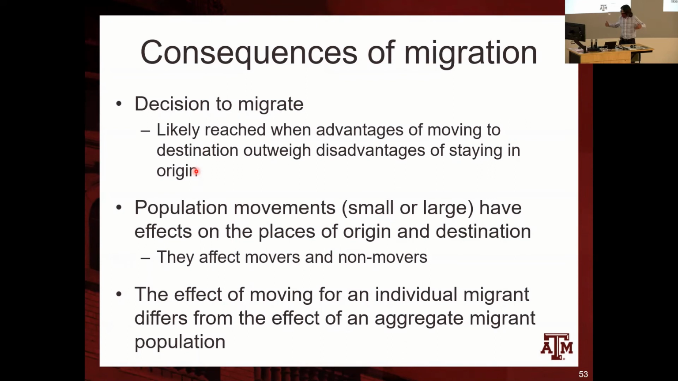So population movements, either small or large, have effects on both the places of origin and destination. They affect in-migrants and non-migrants, right? When we talk about international migration, we see that more clearly, because areas that receive a lot of inflows of international migrants see changes in food availability and other styles of culture coming in. But even with internal migration, we also experience that.